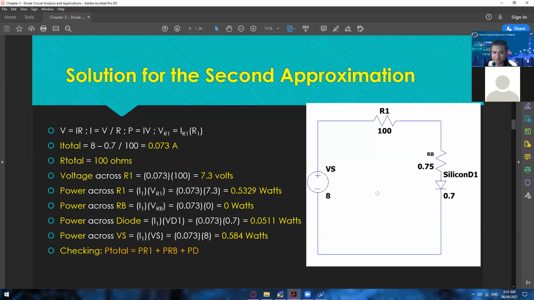Yes. So it will actually work as an open switch, or an open circuit. In other words, we don't have a flow of current in this entire circuit. So your current will become zero, and most of your answers right here will become zero, except for the R total, of course. We still have a reading of 100 ohms, but the VR1, PR1, PRB, P diode, and the power across VS will become zero.